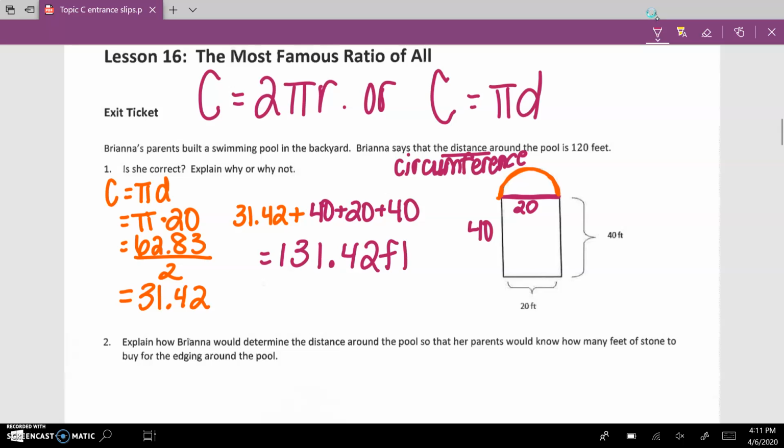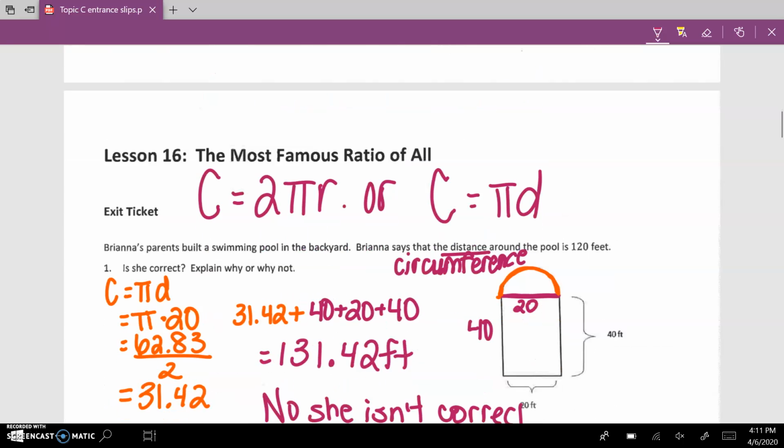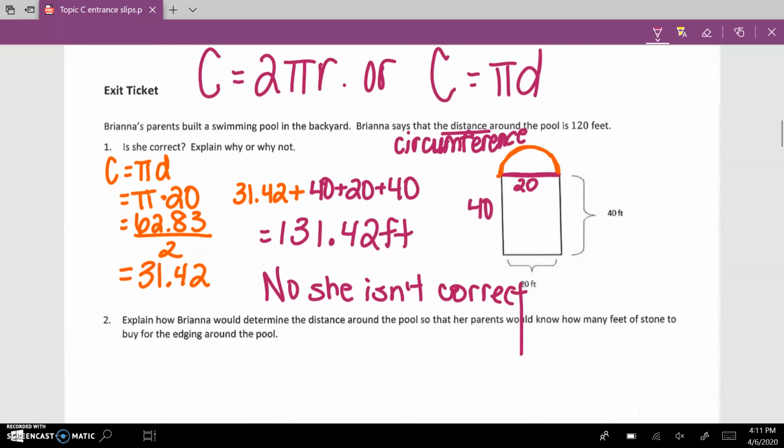When you add all of those up, you would get 131.42 feet. So is she correct? No, she isn't correct. I would say she probably made a mistake in the way she calculated the circumference of the actual circular part. But no, she is not correct.